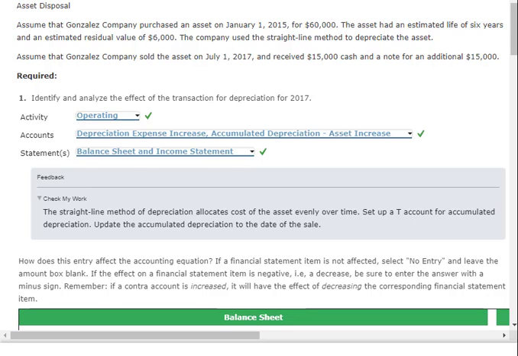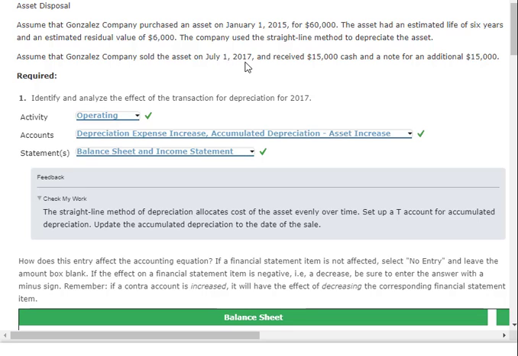So we're going to work through the Gonzalez depreciation and disposal of asset. So they've got a $60,000 asset with a 6-year life and residual, which is the same thing as salvage value of $6,000, and they're using straight line. And so they sold the asset in the middle of 2017.